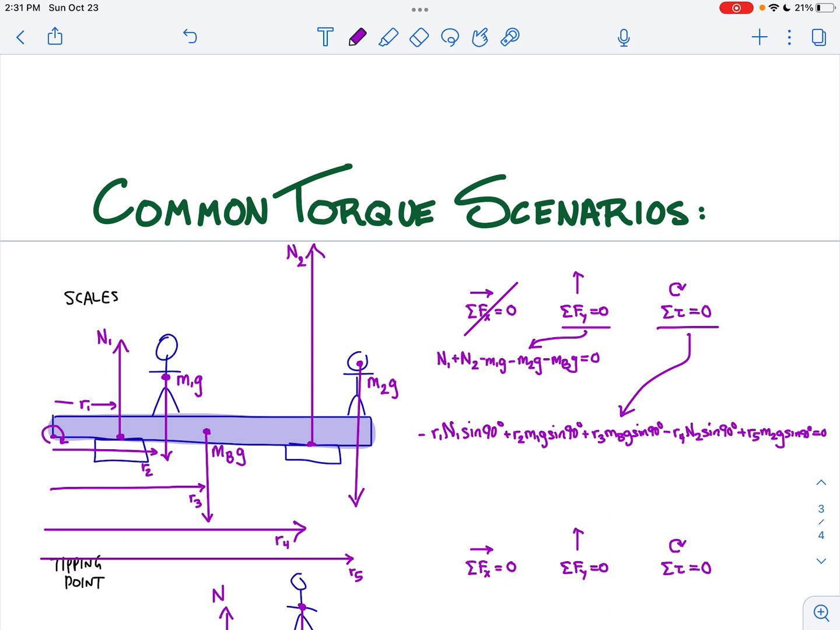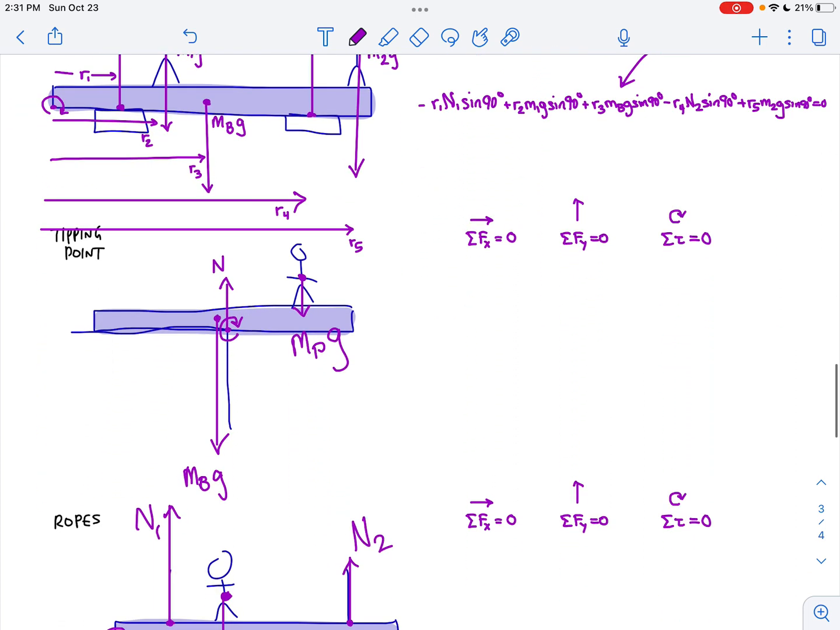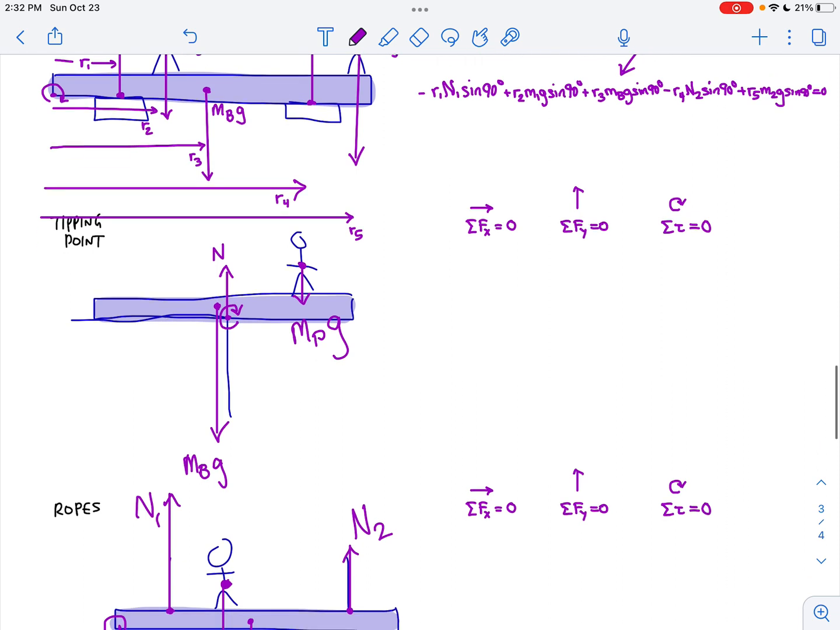Going down the list, for every single one of these questions, you can say net force is 0 in the x, net force is 0 in the y, and net torque is 0 about any axis. For the tipping point question, I've chosen the axis of rotation to be the tipping point, which looks to be a little bit off center. It actually needs to be a little bit off center or else the thing will fall.